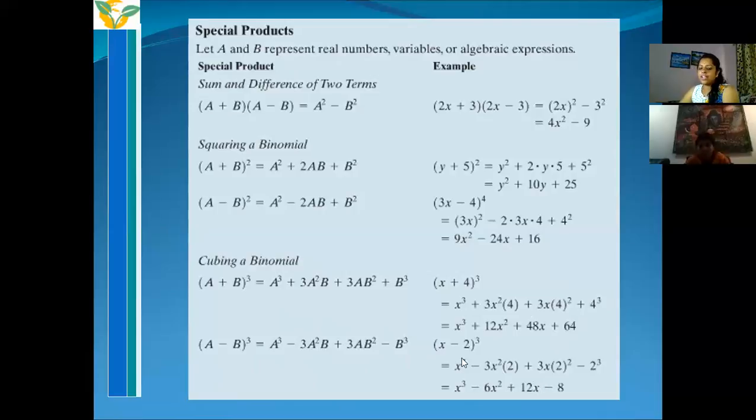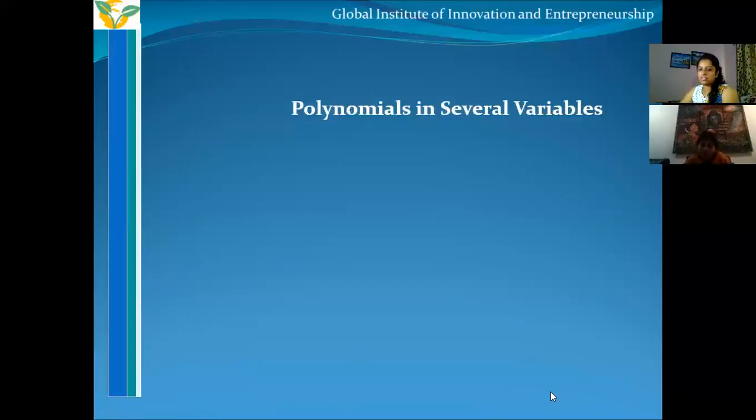Okay, (x minus 2) whole cube can be written as what? x cube minus 3x square 2 plus 3x 2 whole square minus 2 cube. When I simplify that, I get what? x cube minus 6x square plus 12x minus 8.